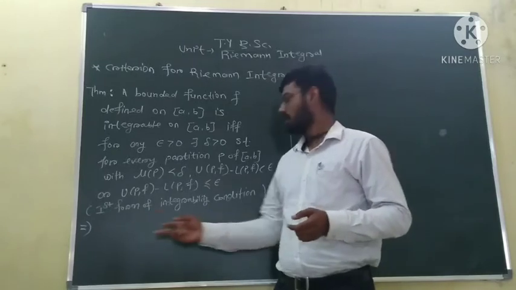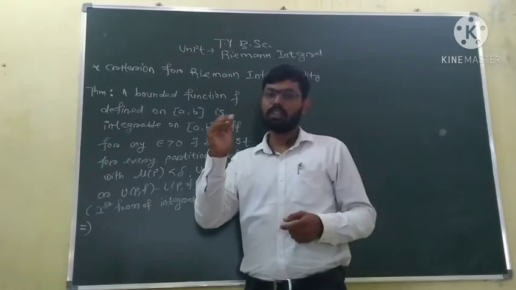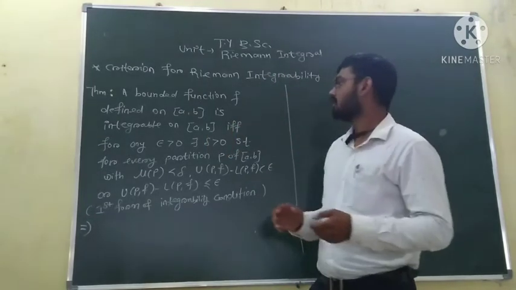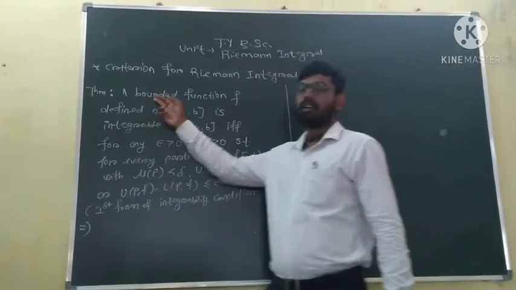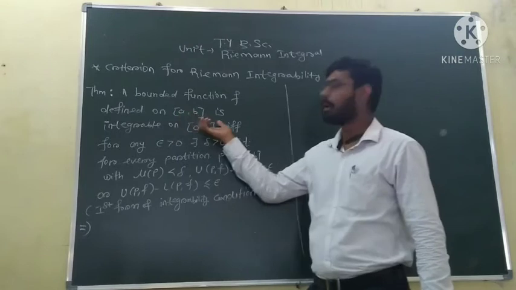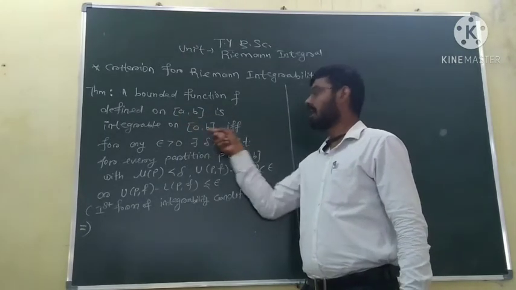Out of which, the first form of integrability condition. These are the two conditions. If this is satisfied, we say that this function is Riemann integrable. So the first criterion is: let us have a function f which is bounded on this closed and bounded interval [a, b], and the function is integrable on [a, b].